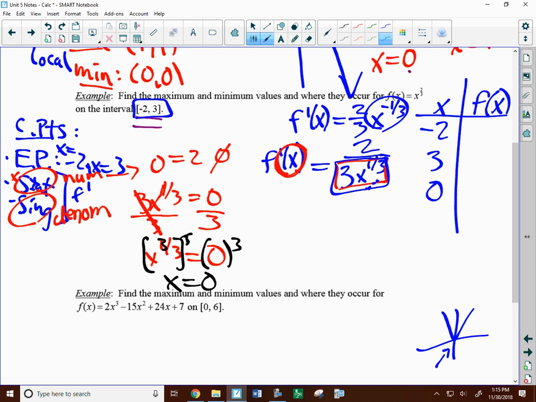Let's start with 0. 0 to the 2/3 power is 0. Next one, let's do 3. 3 to the 2/3 power is 3 to the 2/3. Now, it might be a good idea to get a close approximation of that number. I don't want to spend too much time plugging things in today. So you plug in 3, you get about 2.080. And when you plug in -2 to the 2/3, it's 1.587, making sure to do -2 in parentheses to the 2/3.